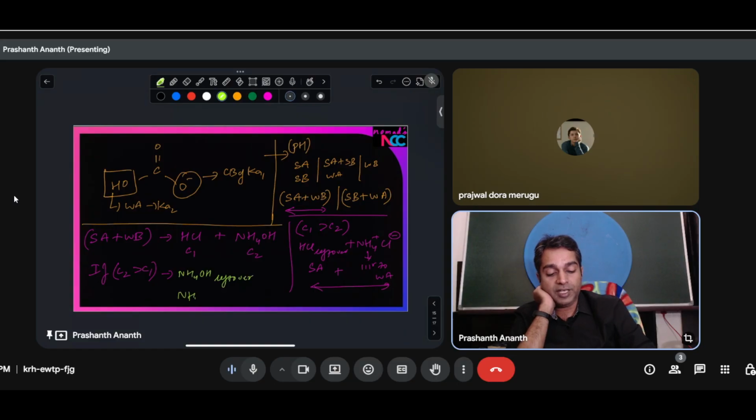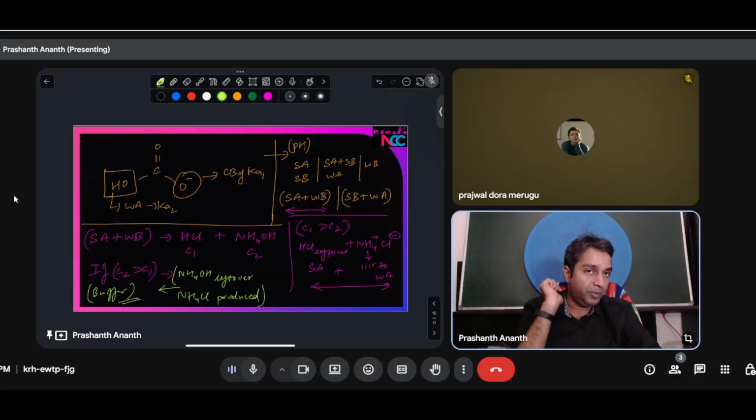And NH4Cl produced. This of course is your buffer solution which we have seen earlier. So we can use the buffer equation and directly find the pH or pOH of this particular thing, depending on how you are applying the equation.